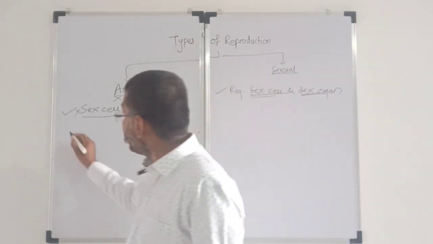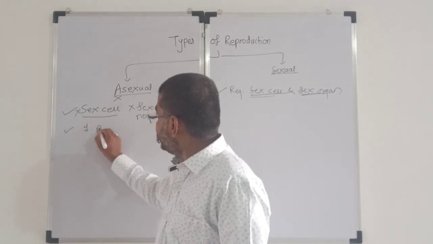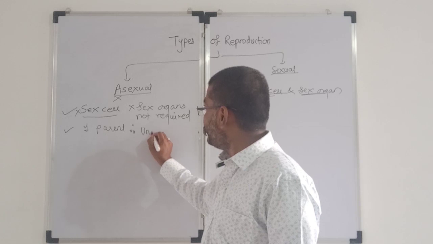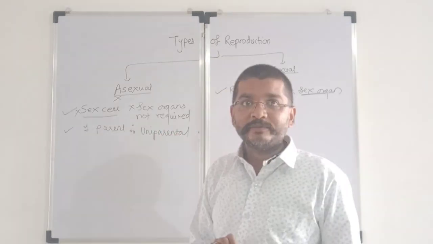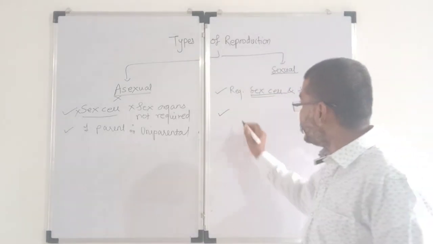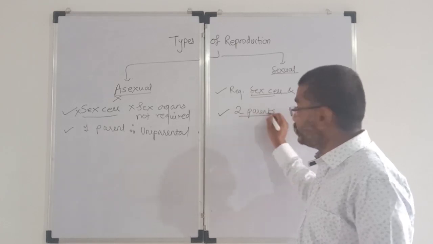Second difference, in asexual reproduction only one parent is involved. Therefore, it is called uniparental type of reproduction. Isko kaha uniparental. Whereas in sexual reproduction, two parents are required. Do parent ki zarurat hai.